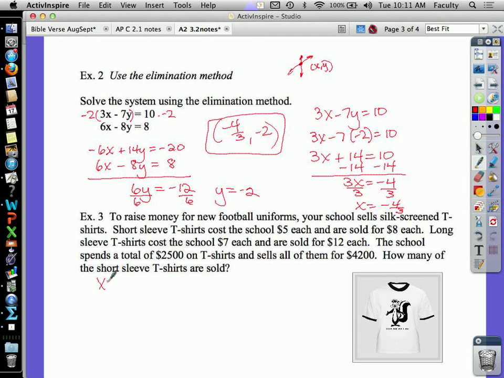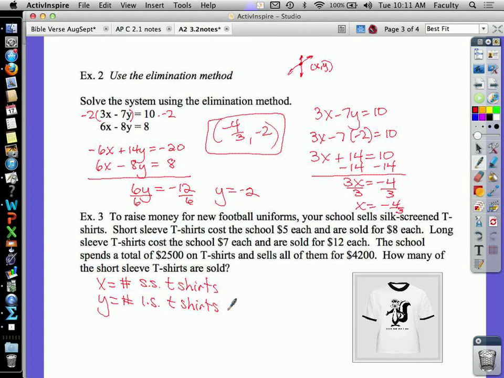So let's let X be the number of short sleeve t-shirts. That's what they're asking us to find. But what is the other unknown here? Elena, what's the other unknown? We don't know how many long sleeve t-shirts we have.